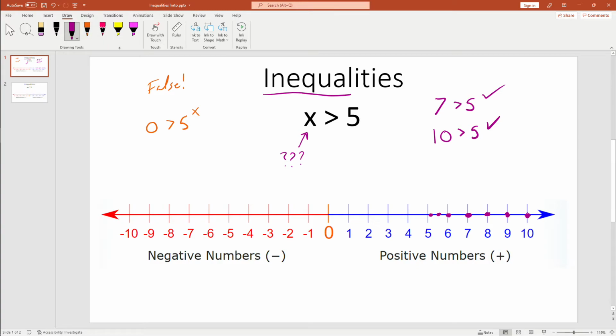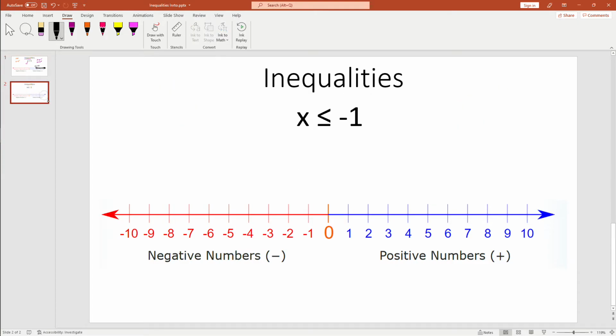So instead of writing dots all over this line, what I can do is shade in my graph over all the values to the right of 5, because that represents numbers that are bigger than 5. But what about at 5 itself? Well, we know 5.1 is bigger. 5 is not bigger, though. So to show that 5 is not a solution itself, we would write an open circle at our value.